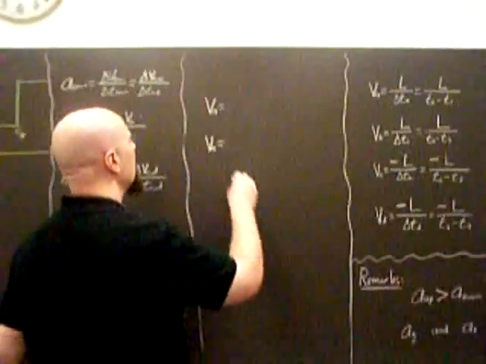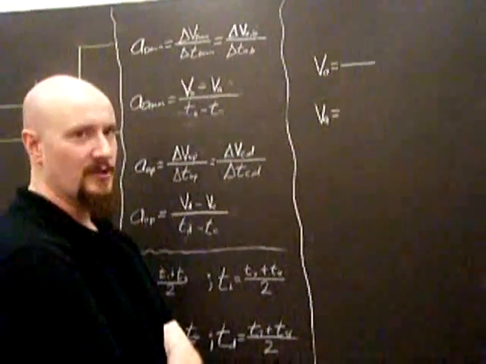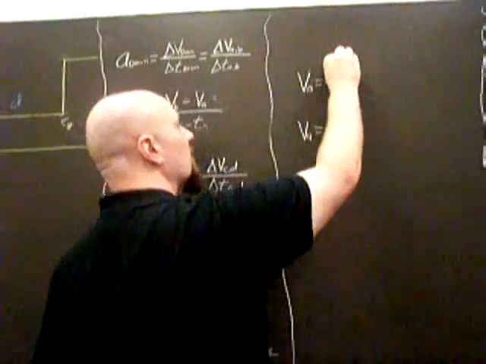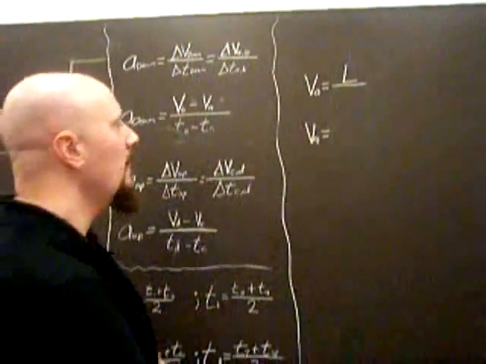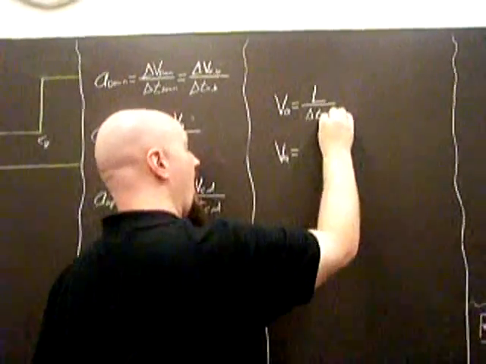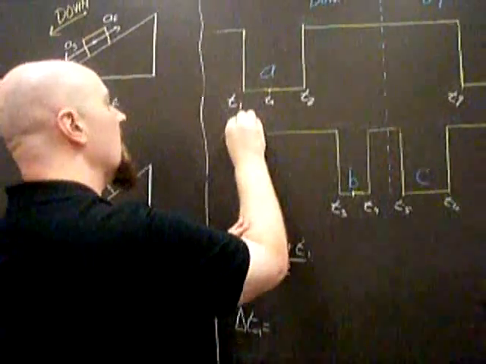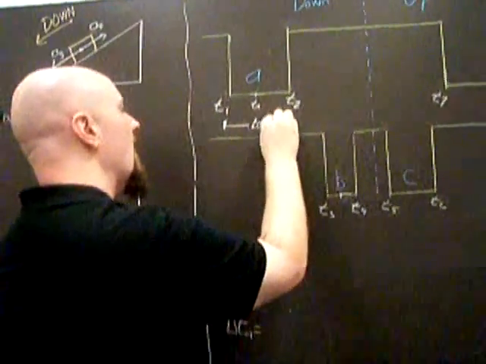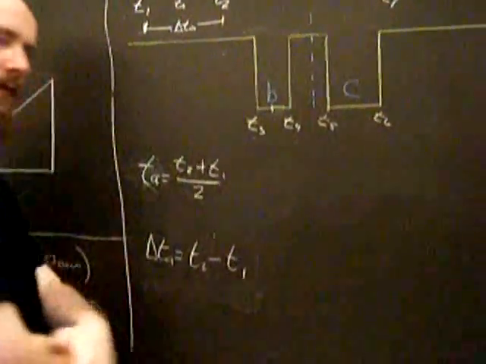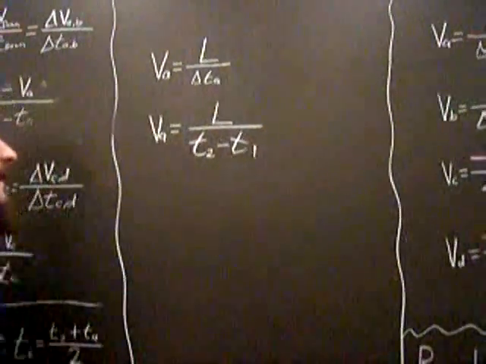So let's look at VA. It's going to be approximately the same velocity through the photo gate because the time is so short in each photo gate. So the change in distance will be the length of the glider, L, divided by the time, delta T A. How would I find delta T A? Well, that's just between here and here. Oh, that's easy. That's T2 minus T1. Terrific. So this is the length of the glider divided by the difference T2 minus T1. That's VA.